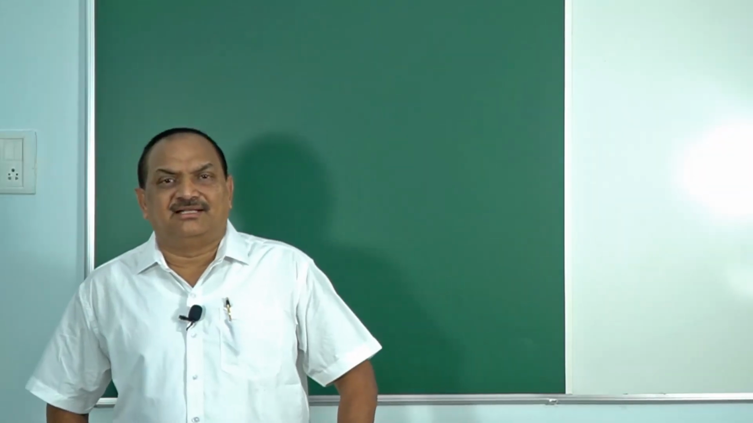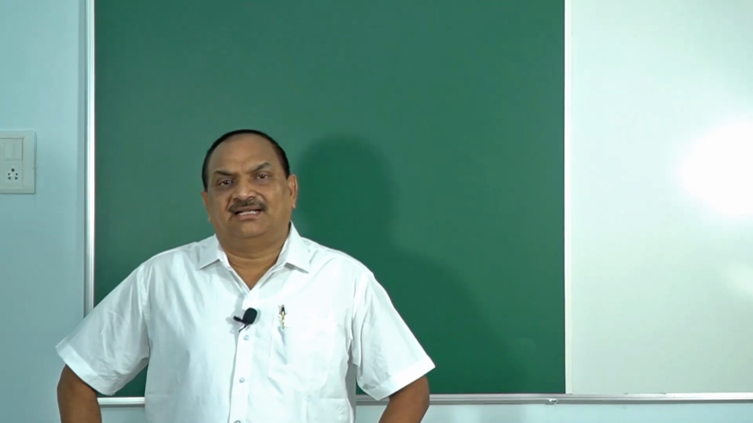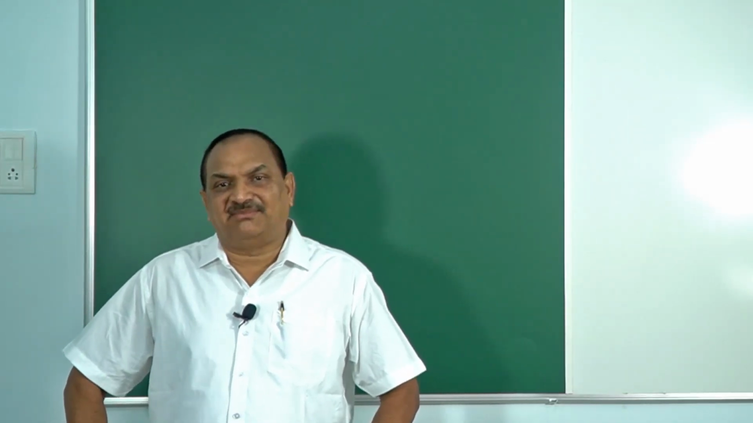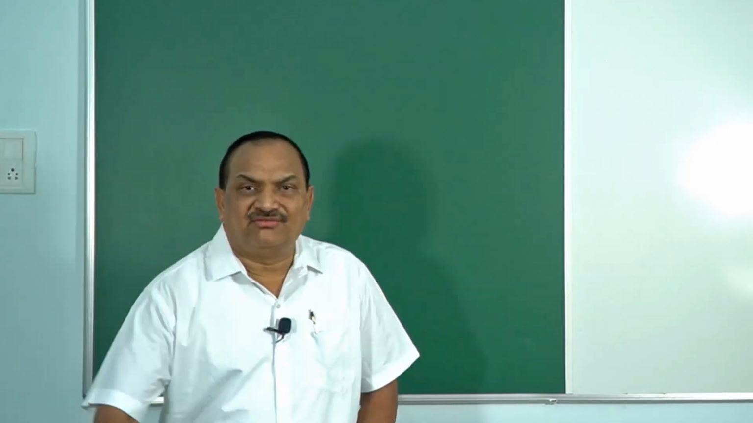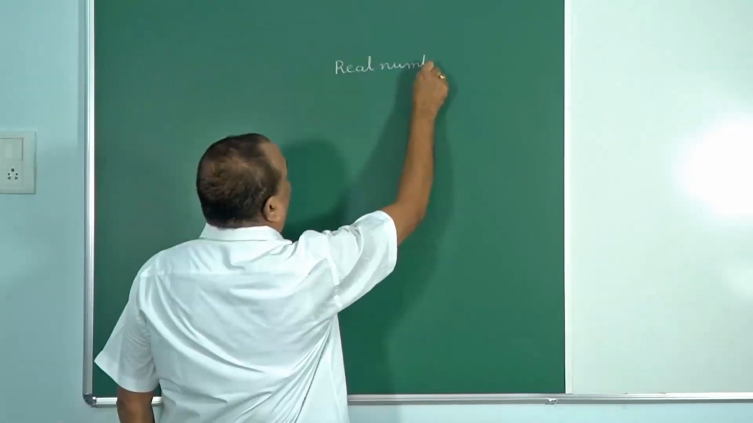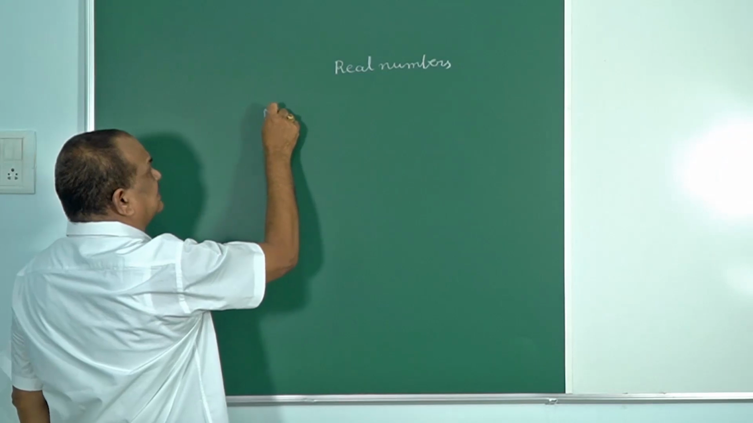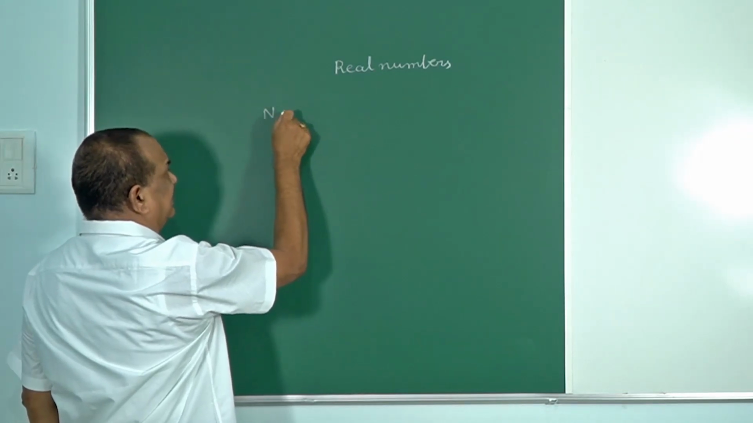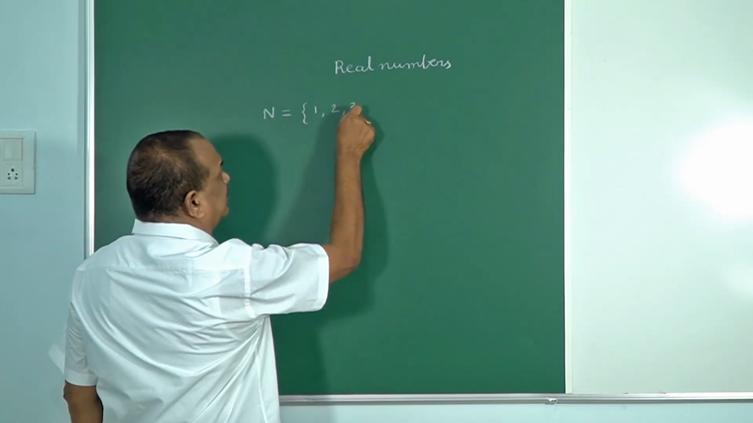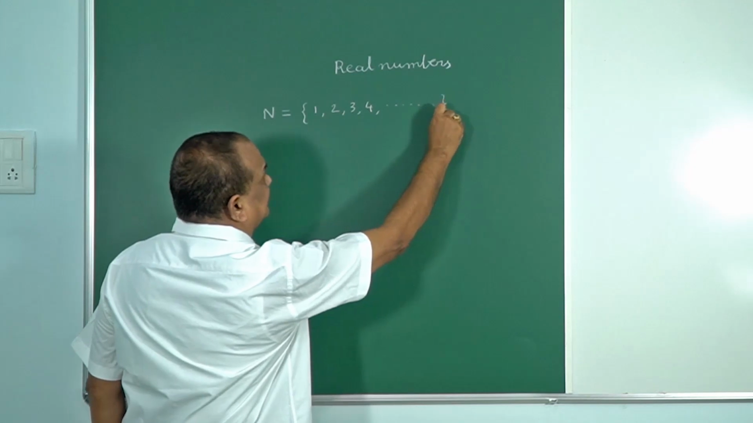Good morning, and today we are talking about real numbers, and this is the first lesson of CBSE 10th class mathematics. As you are all familiar with this number system, we have a natural number system and a set of natural numbers. We start from 1, 2, 3, 4, and so on. This is the set of natural numbers.